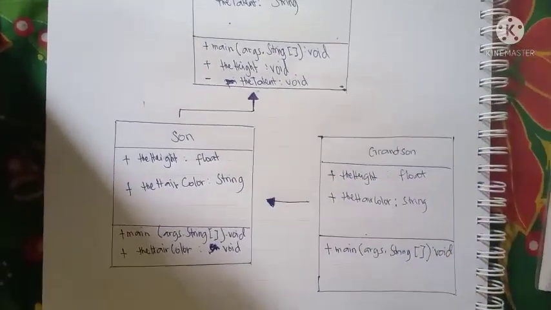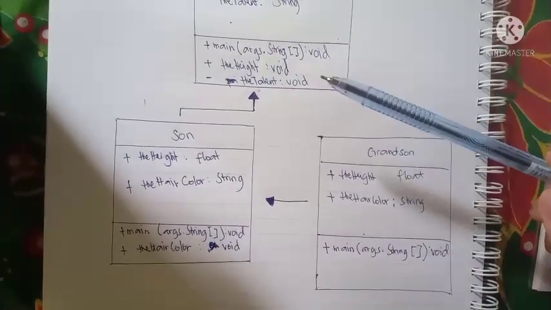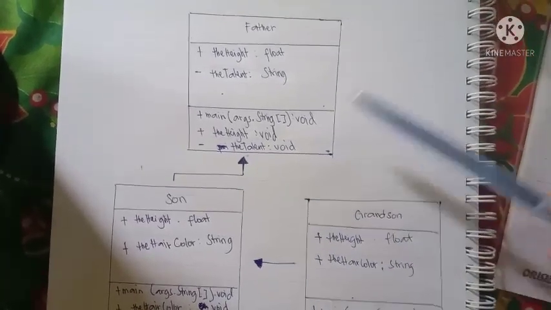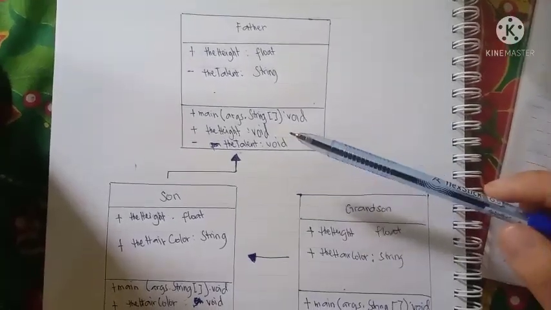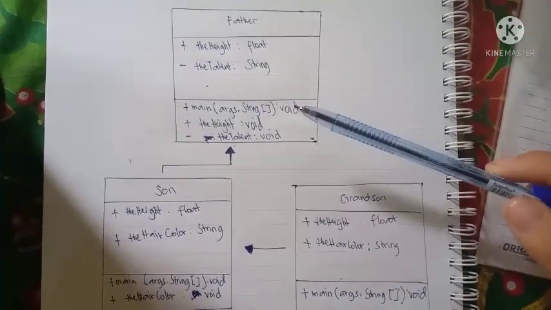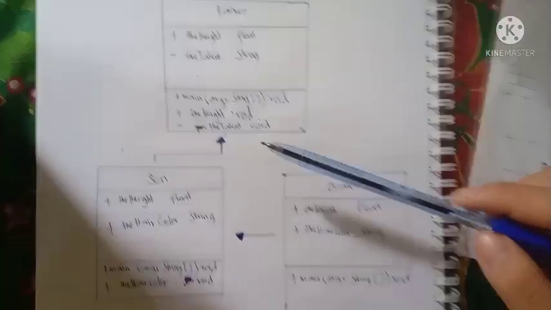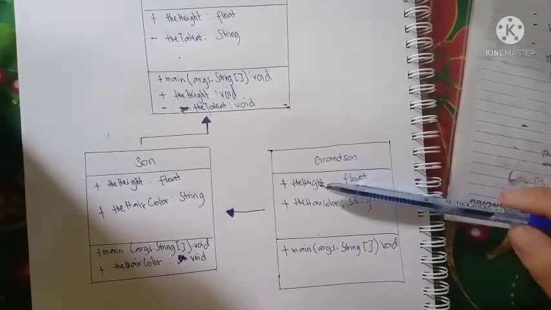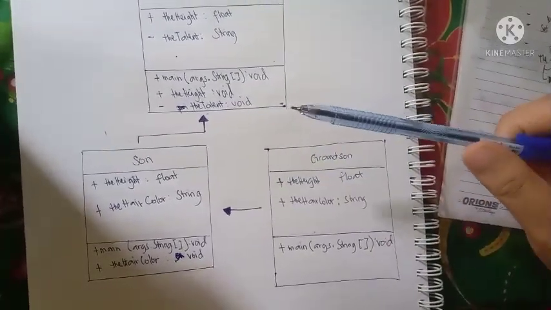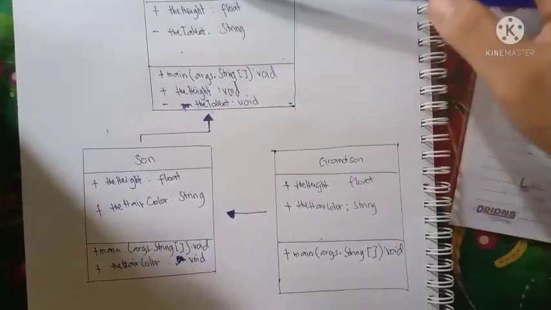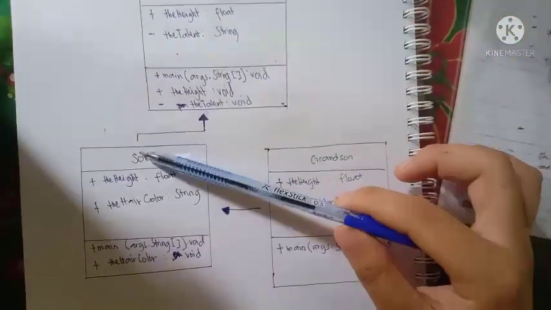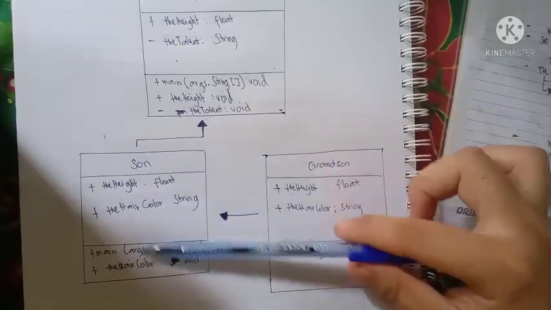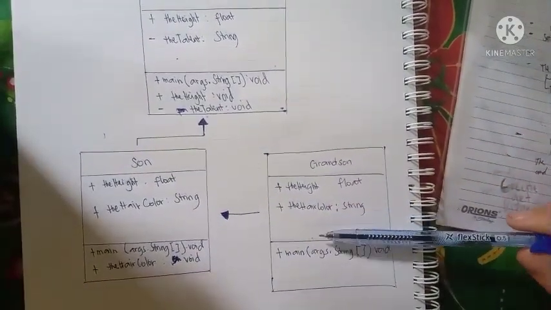As you can see, this line here represents a relationship, which is inheritance. We all know that the class which inherits the properties of another class is known as the subclass, which is the son and the grandson, and the class whose properties are inherited is known as the superclass, which is the father here. So the arrow means they have the relationship from the father to the son and the grandson.